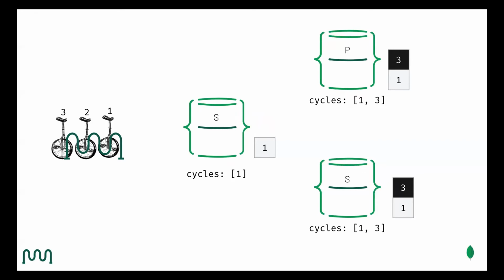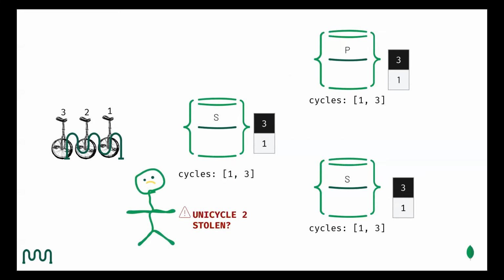Now that the rollback is complete, the restarted secondary just appears to be a lagged secondary and will begin replicating like normal. It will replicate entry 3 from the primary and update its own cycles array accordingly. But now the database only thinks that Unicycles 1 and 3 have been checked in. The database, and you need to share as a result, will think that Unicycle 2 never got returned and has been stolen. Sam is on the hook for the missing unicycle.